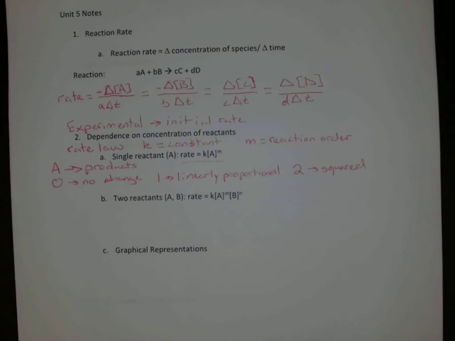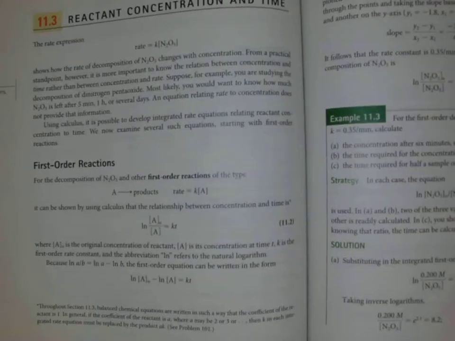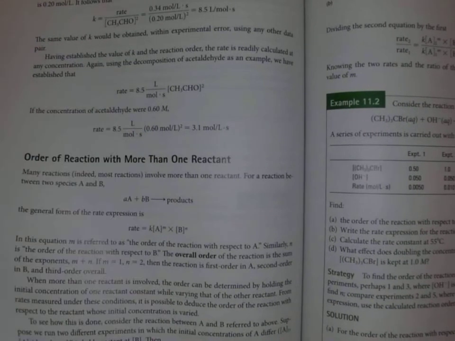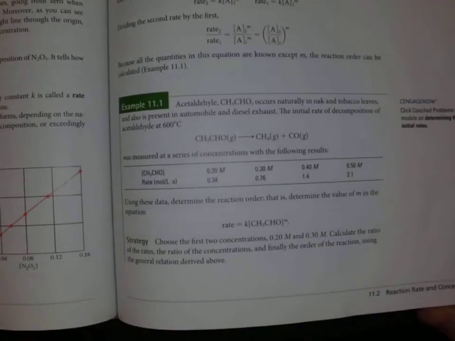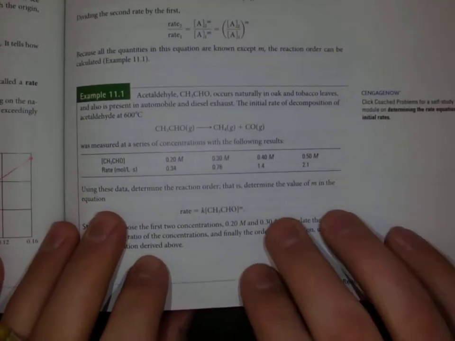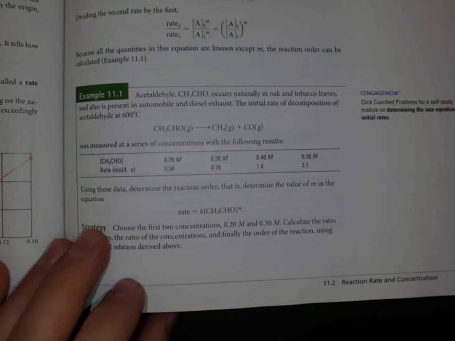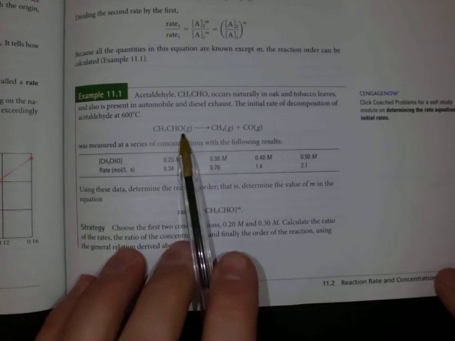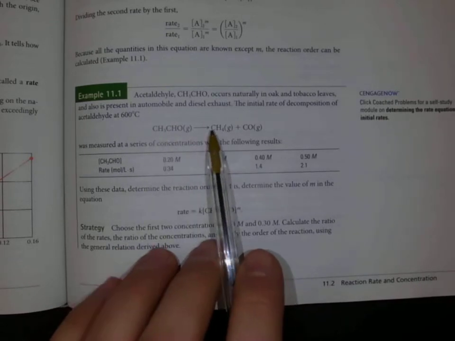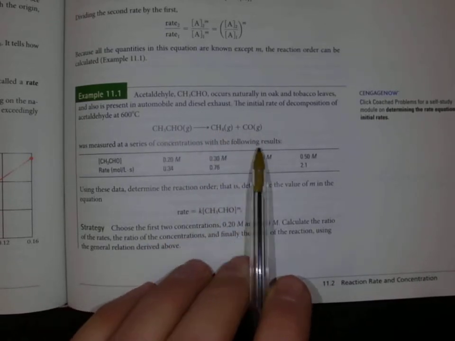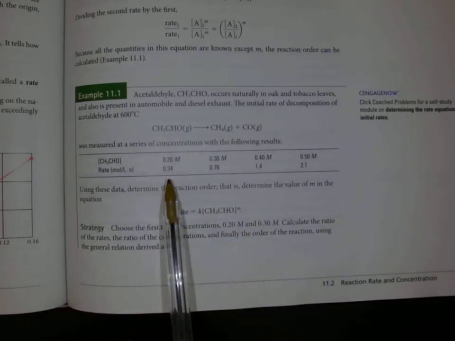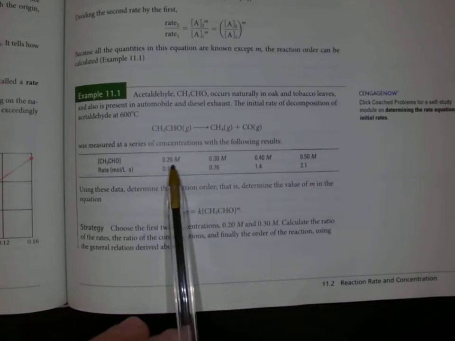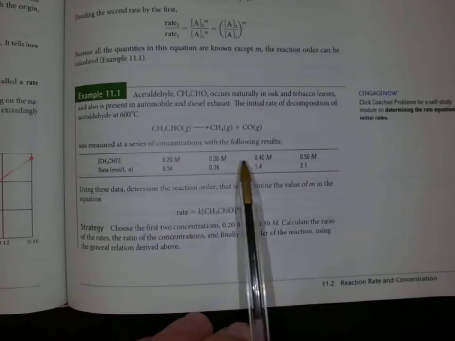If I have, oh, I got to go one more page here. 2 more pages, rather. If I have this reaction here, where I'm on page 289 in our textbook, where I have CH3CHO, right, going to CH4 and CO. If I look at the different rates depending on the concentrations, I can see, right, here I've doubled my concentration.